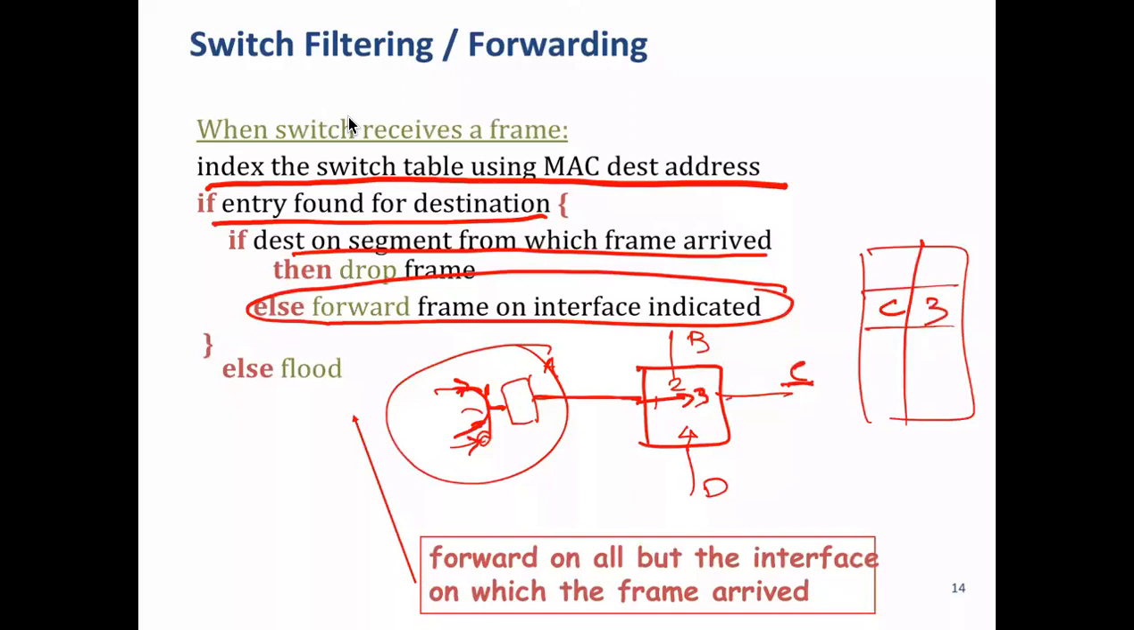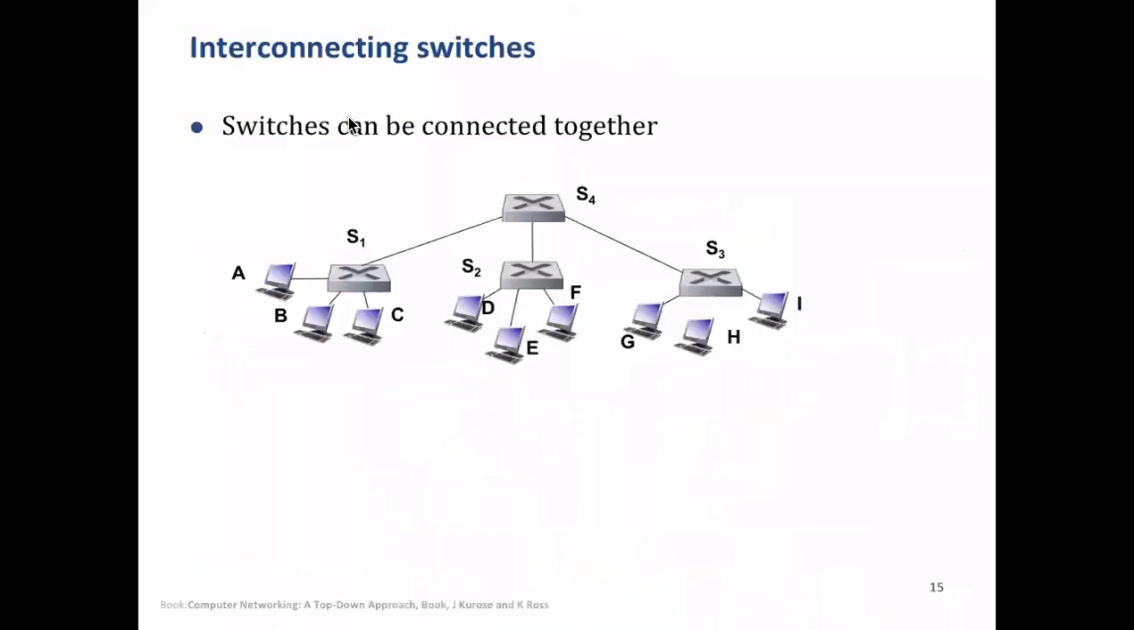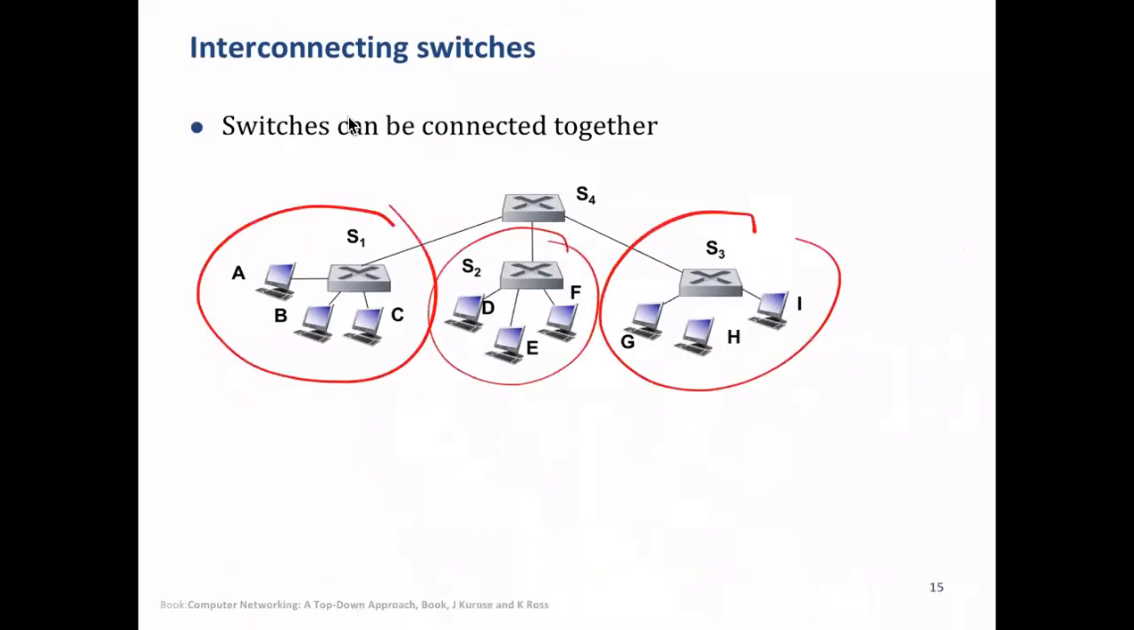If it's not there, then just flood. So there's a protocol that we studied just now. Now we can connect these switches in a hierarchy. This is one network, this is a second LAN, a third LAN, and they can be connected together. So we form a tree here and it can be very big. And this self-learning will continue in this also. The same algorithm we can apply to each.